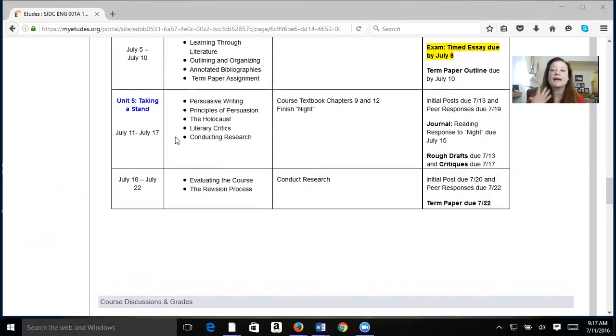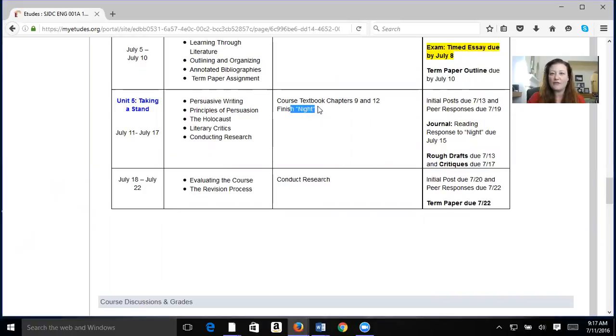So in our textbook, the section that you're reading, chapters 9 and 12, are about taking a stand and using sources. These are things we've kind of been talking about throughout our term, but now we're putting everything we know together and creating that final term paper. But before we start the term paper, we need to finish Night.